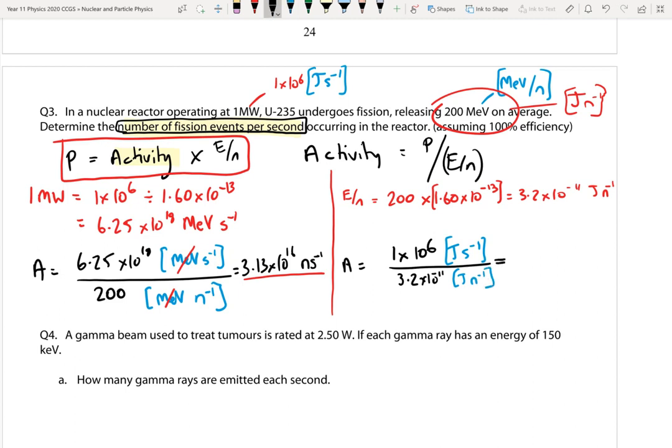And so you can see now, we did a conversion. The joules will cancel. We've got s to the negative 1 divided by n to the negative 1. So we get a double inverse. You'll end up with n s to the negative 1. I am so confident that it's just going to be that number there. I'm not even going to go to my calculator because it's going to be 3.13 times 10 to the 16 n s to the negative 1.